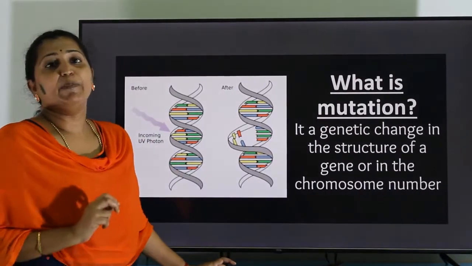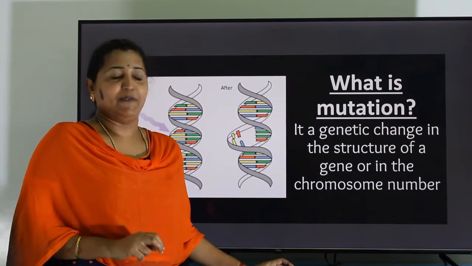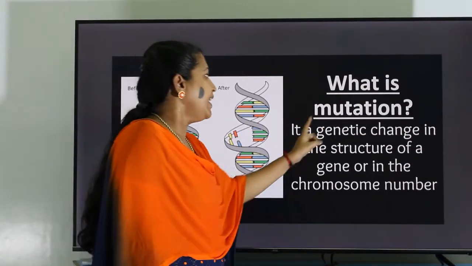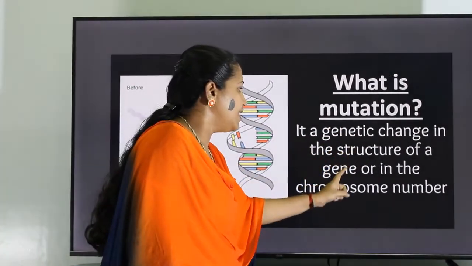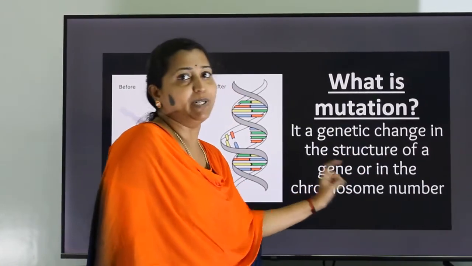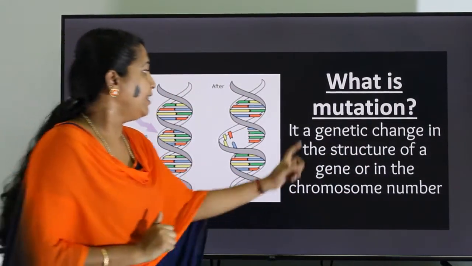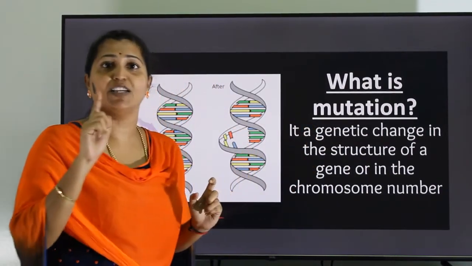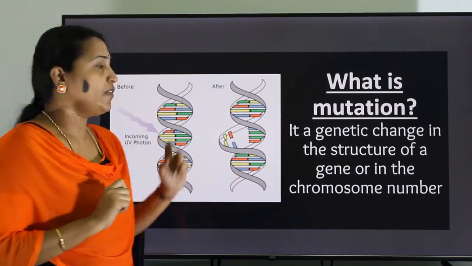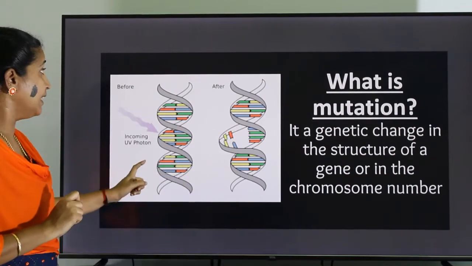Now, we can go deep into our topic mutation. So what is mutation? It is a genetic change in the structure of a gene or in the chromosome number. So, there may be some change in the structure of a gene or in the chromosome number.